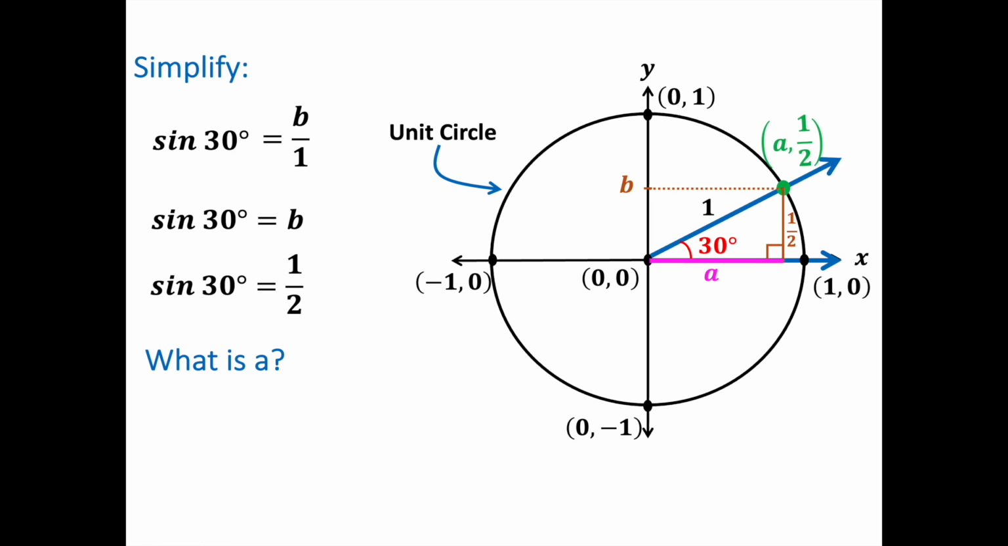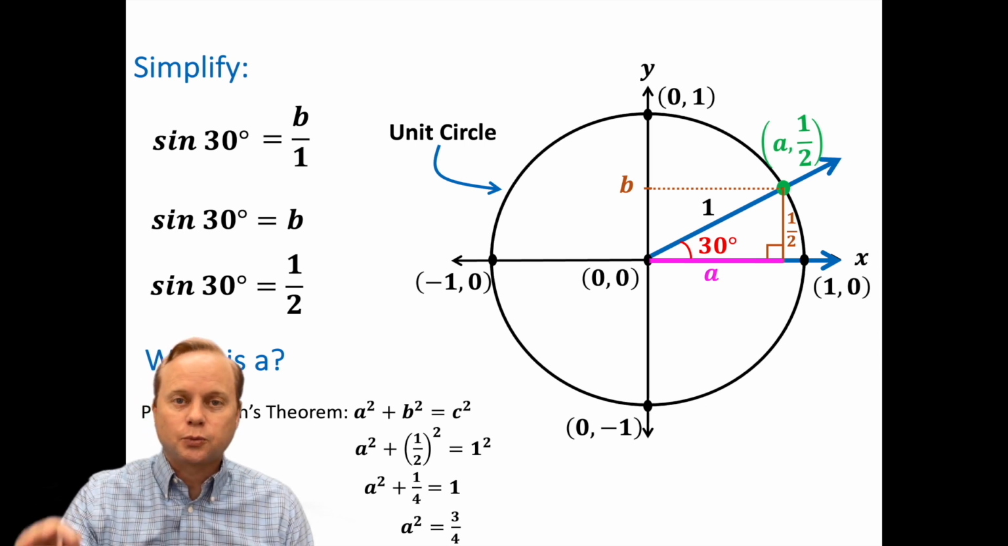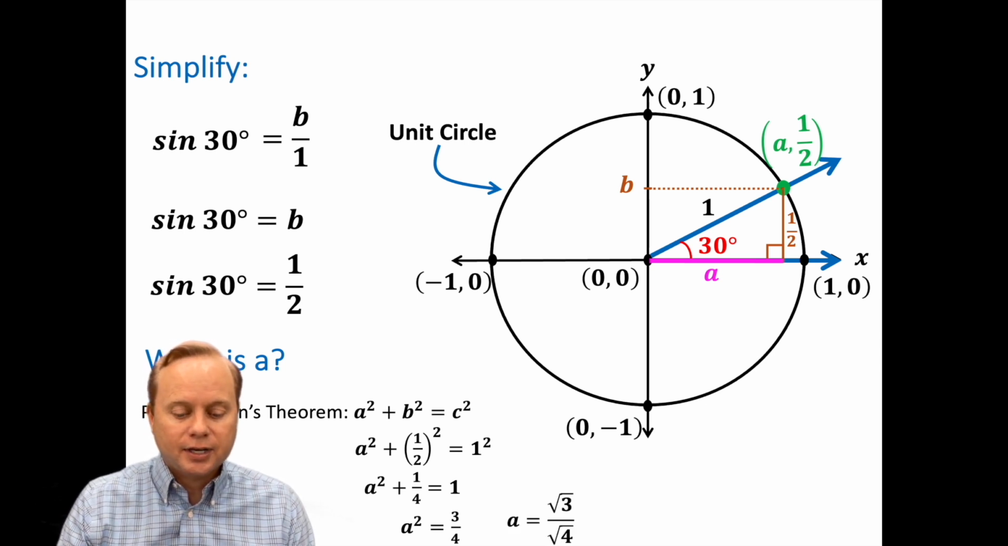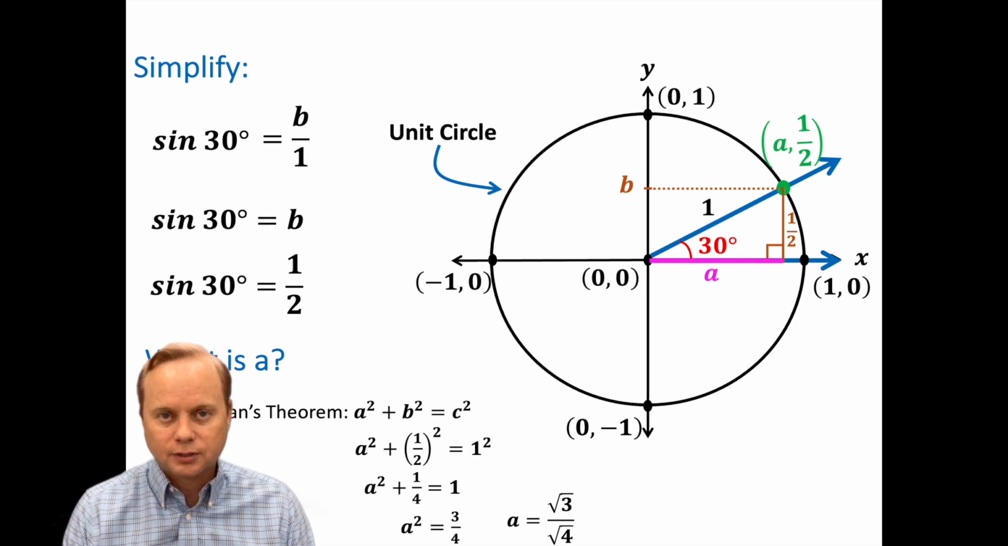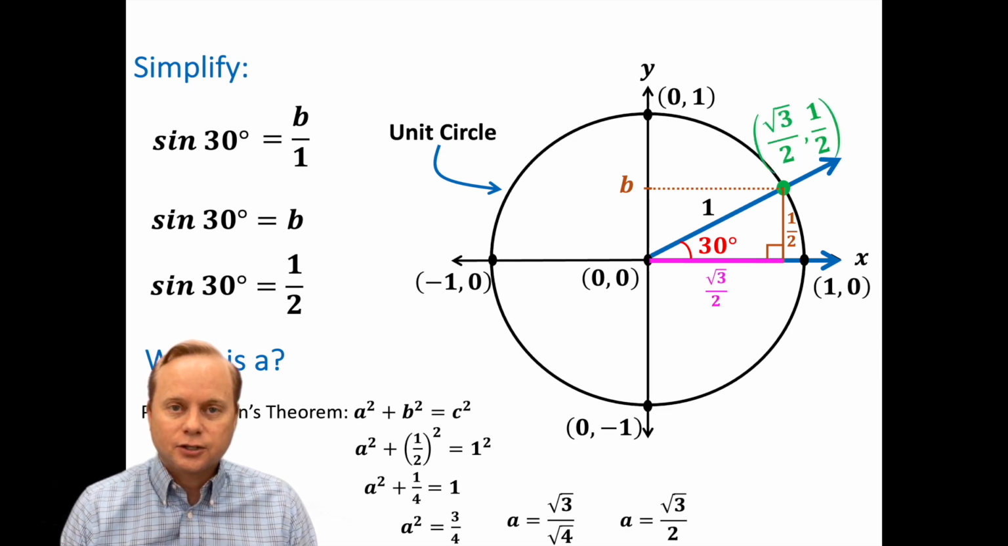So let's do that. We don't know A, but we know B. B is 1/2, and C is 1. So now we're just going to square it. 1/2 squared is 1/4. 1 squared is 1. So we've got A squared plus 1/4 equals 1. We move that 1/4 over to the other side. That's 3/4. A squared equals 3/4. We take the square root of both sides, and we end up with A equal to the square root of 3 divided by 2. So the coordinate is square root of 3 over 2, comma, 1/2.